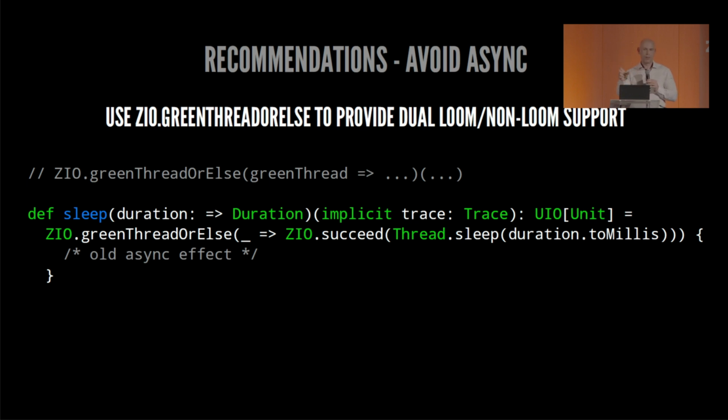Your thread sleep or whatever goes in that block. And then on the other hand, the second argument is the effect that you want to execute if you are not running on a green thread. And so that's where you put your ZIO async. So using this simple pattern, you can support Loom code bases and non-Loom platforms at the same time with a unified code base. So I encourage you, all of you ZIO library authors who are watching either here in person or remotely, think about this. Go through your ZIO library and look for all ZIO async and replace it with this pattern. This will allow you to support both worlds simultaneously.